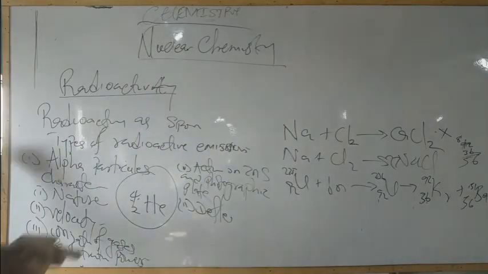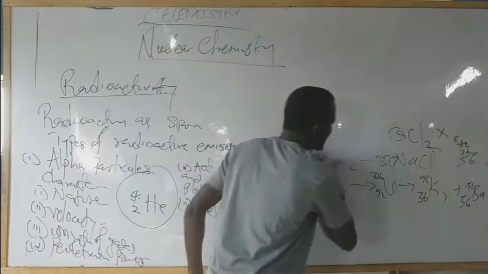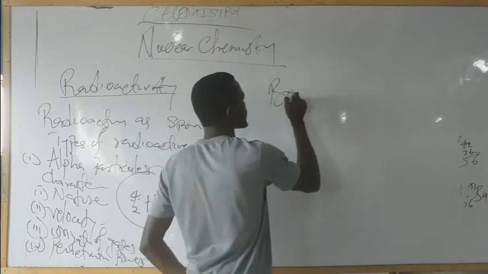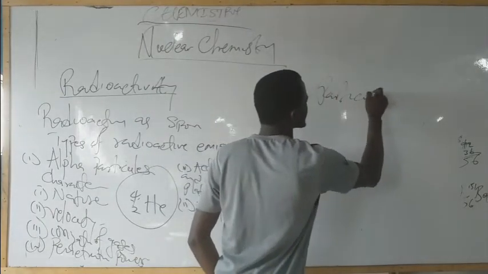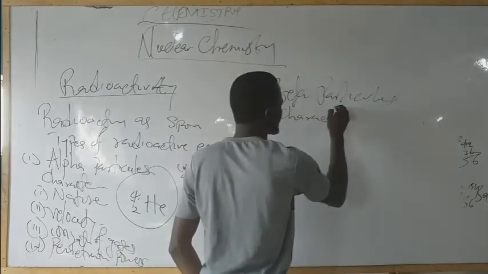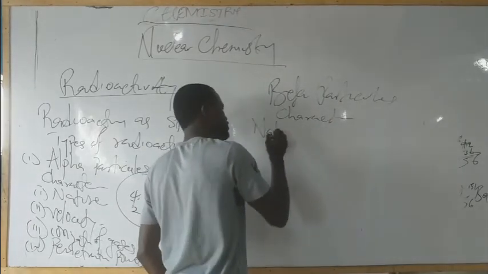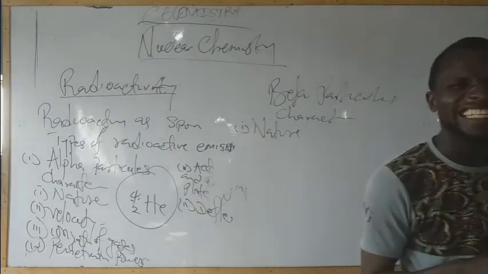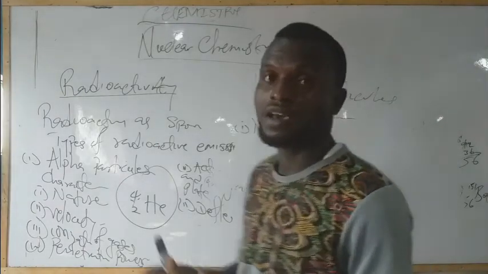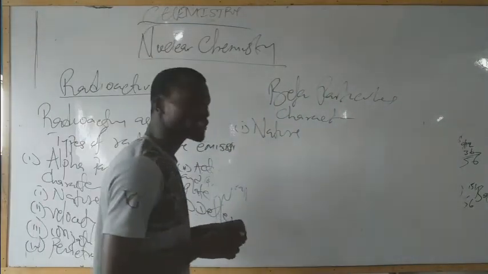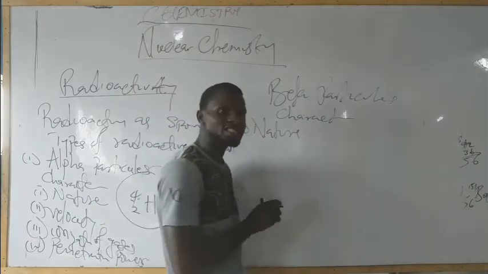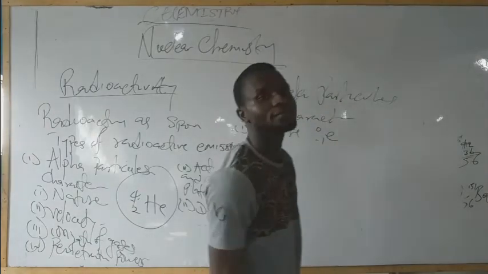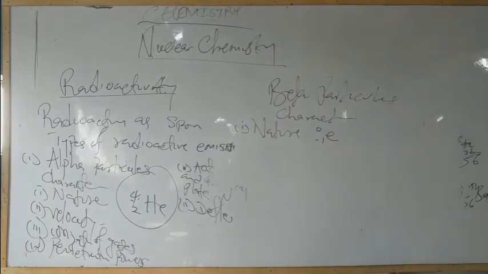Then we go to the next one, which is beta particles. Characteristics. Now, first, nature. Beta particles are a stream of negatively charged electrons. By notation, they are symbolized as e with superscript 0 and subscript minus 1. That's the symbol of the beta particle.